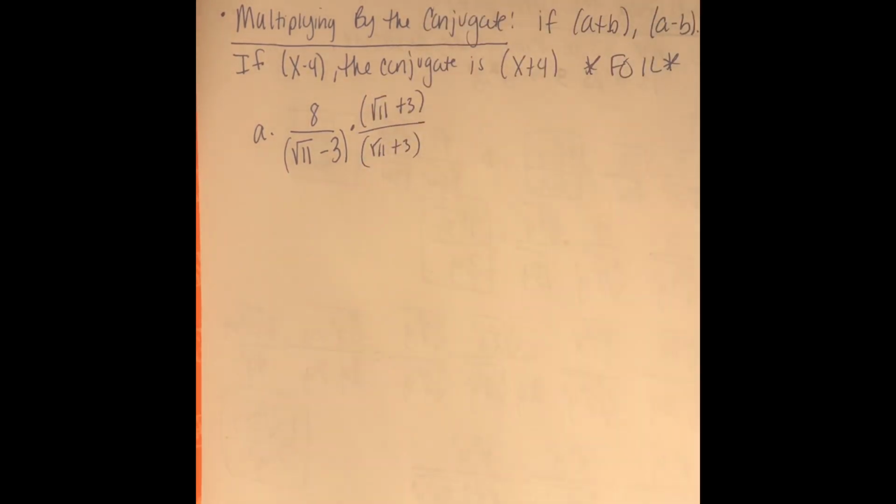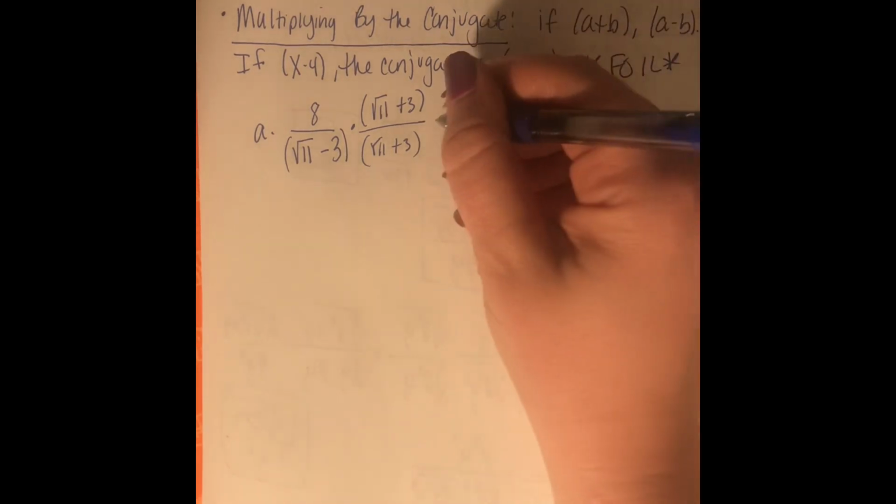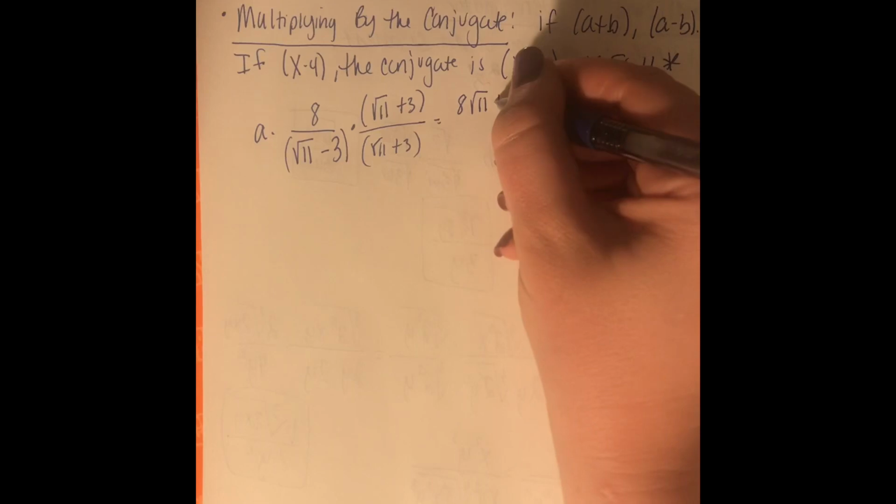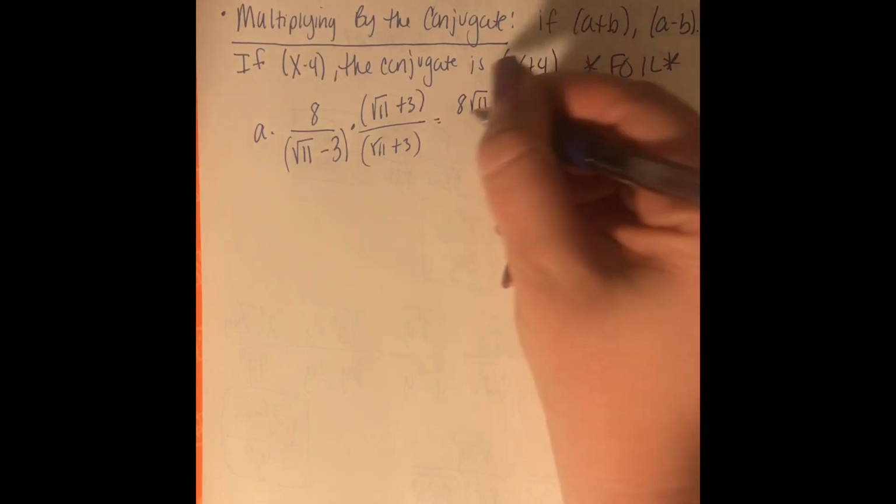Again, you have to do it to the numerator and the denominator because technically you're not changing the value, you're only changing the way that the expression looks. So again, I'm going to do the distributive property here. We have 8 square roots of 11. 8 times 3 is 24.